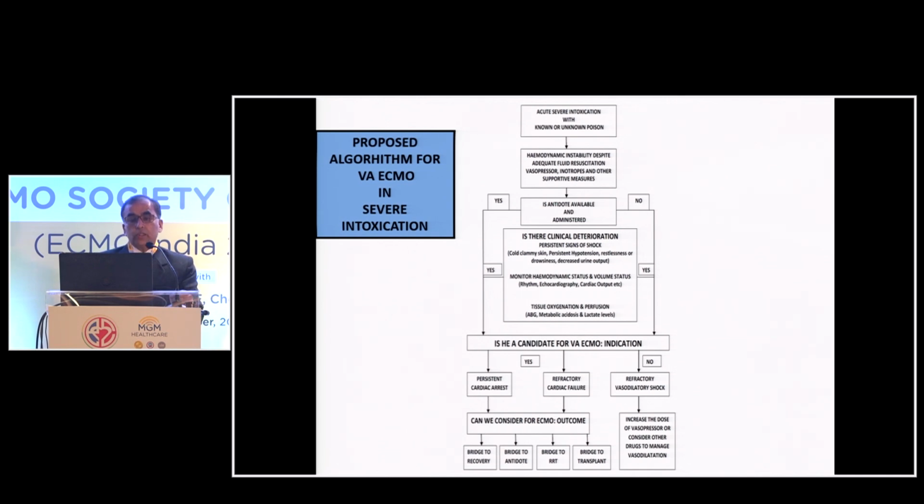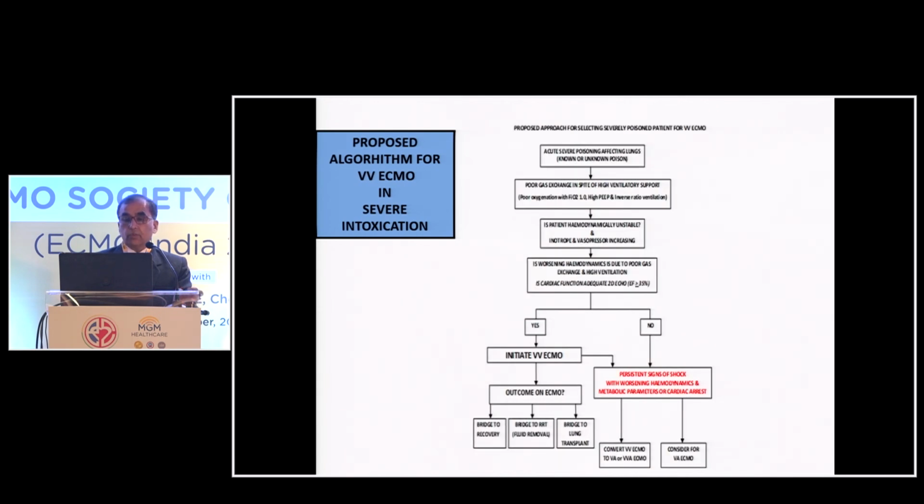So we propose an algorithm for these patients who are severely intoxicated. If the patient is hemodynamically unstable in spite of good fluid resuscitation, vasopressors, and inotropes, we have to look at whether an antidote is available or not. If not, or even if the patient is unstable and there are signs of clinical deterioration by looking at echocardiography and blood gases, then we have to decide whether this patient is a candidate for ECMO or not. If there is a persistent cardiac arrest or refractory cardiac failure, we have to look at what outcome we are looking for, whether it's a bridge to recovery, antidote, renal replacement therapy, or transplant. Depending upon the outcome, we should select these patients for ECMO.